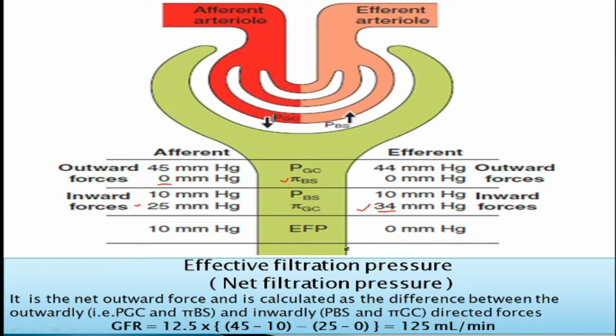So by filling in all these values, as the fluid passes from the afferent end to the efferent end, the net filtration pressure on the afferent side comes out to be 10 mm of Hg, which shows there is filtration of fluid. However, on the efferent side, you can see that the net filtration pressure will become 0. So no fluid will be filtered on the efferent side. And by putting all these values, we can calculate the GFR. The GFR value can finally be calculated as 125 ml per minute.